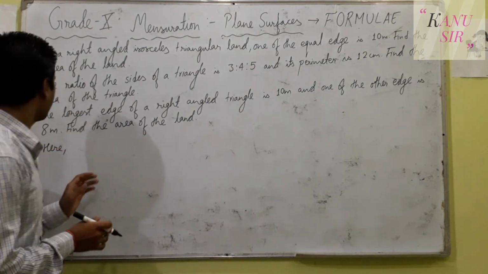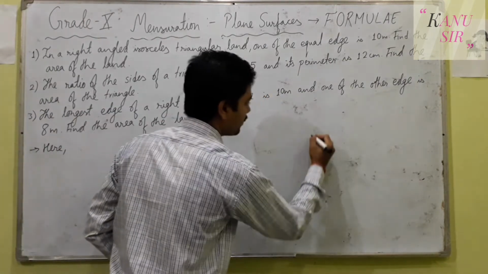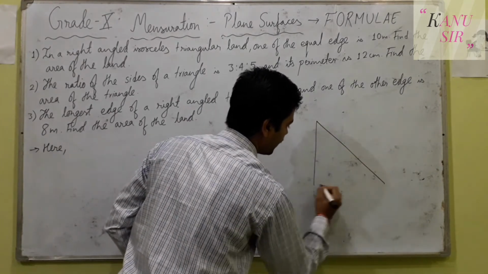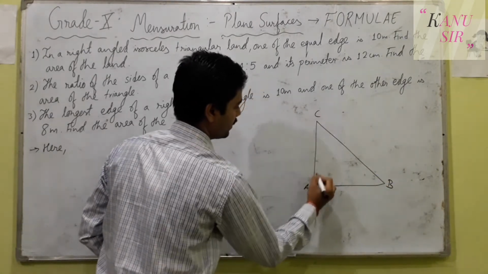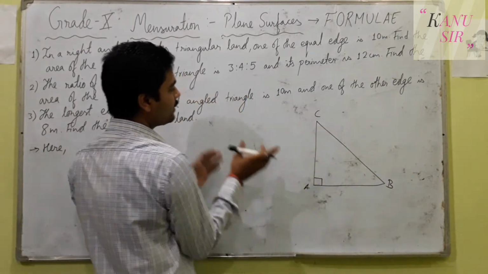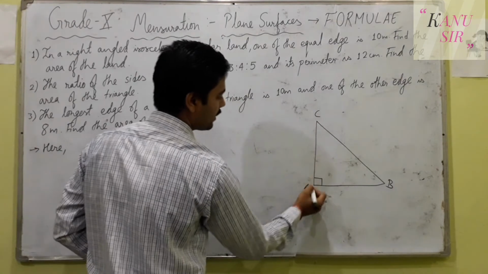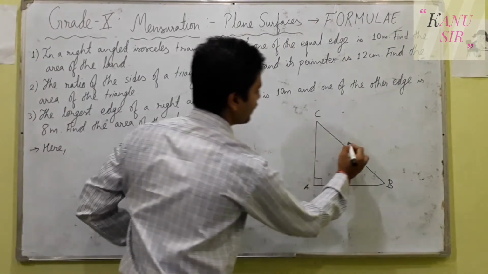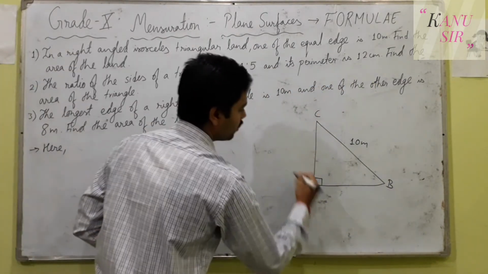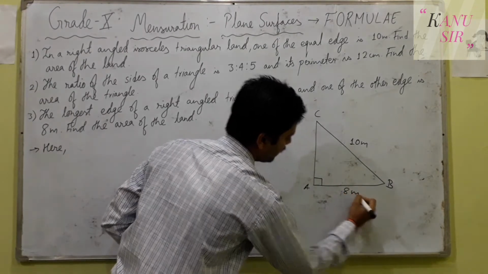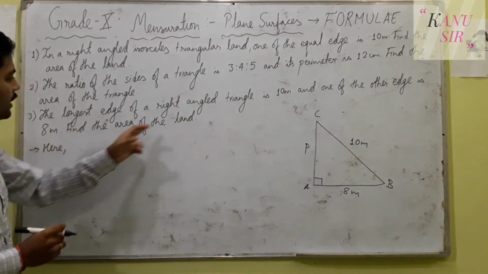Here in question number 3, the question is: the longest edge of a right angle triangle is 10 meters. So let us make a right angle triangle. We can denote A, B, C, and here is 90 degree. The longest edge of a right angle triangle will be BC, because it is the hypotenuse, and it is 10 meter. And one of the other edges is 8 meter. So you can keep any one. Okay, let us give the base as 8 meter, so this one is the perpendicular. Find the area of the lane.